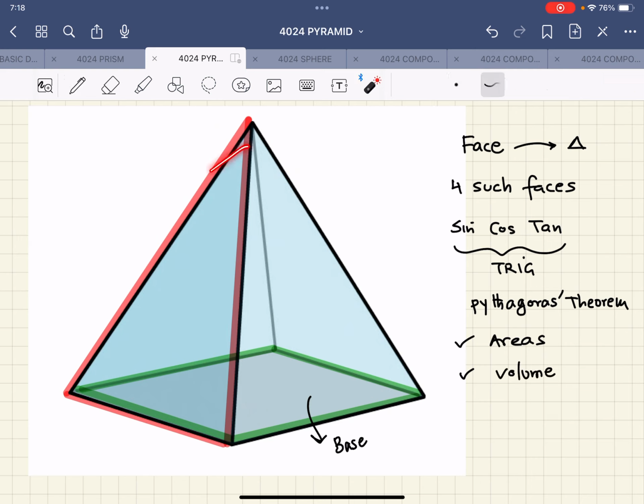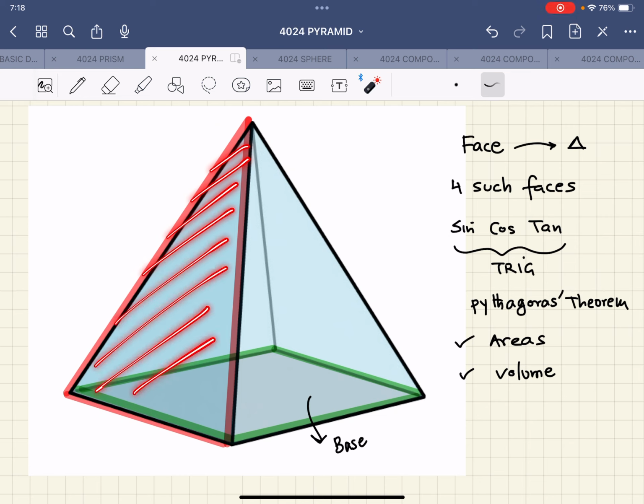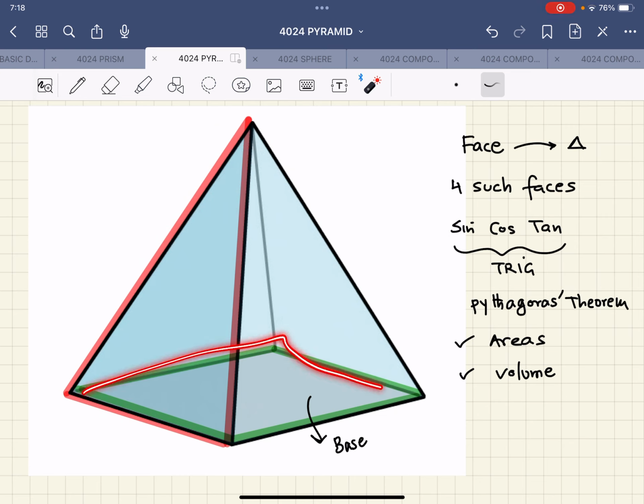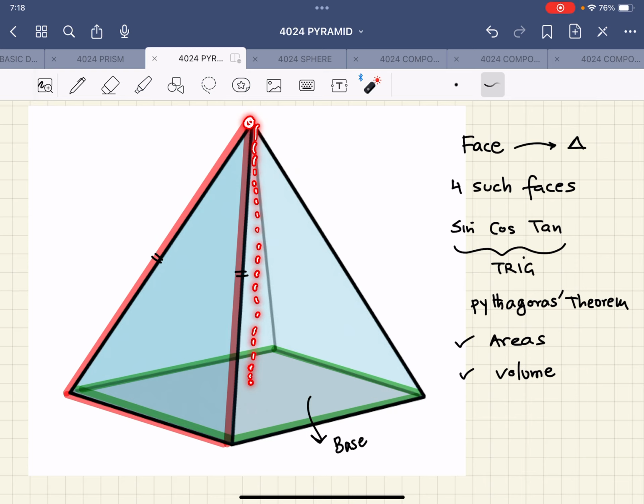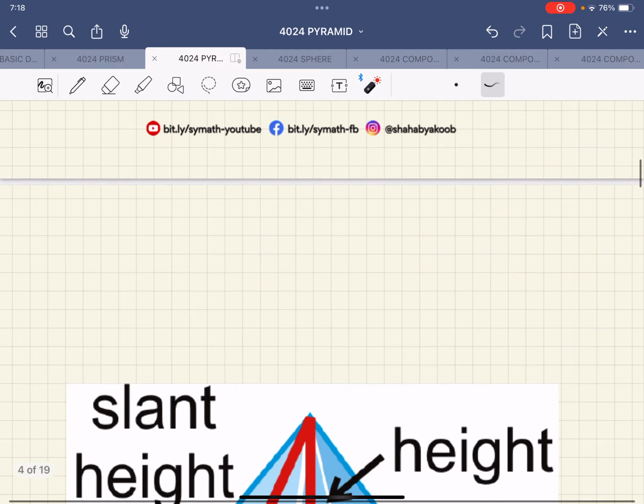Now, if I'm interested in this particular face of the pyramid, and if the base is a square, that means this is an isosceles triangle. So let me label it. These 2 sides will be equal. And if I draw a line from this point all the way over here, I'm just talking about the face, that will be a perpendicular line and the base would be divided equally also. And then I can have a perpendicular drawn from here all the way till here. Now let's look at the next diagram.